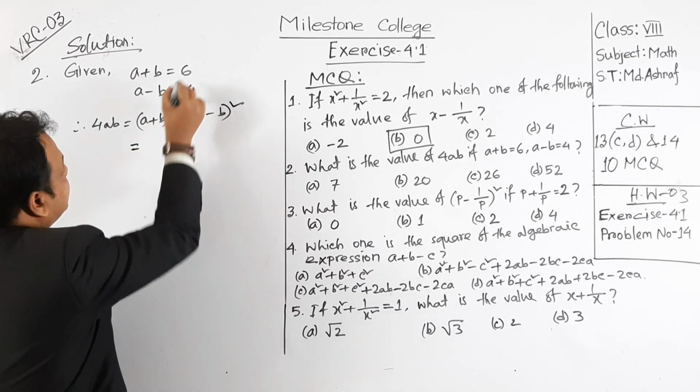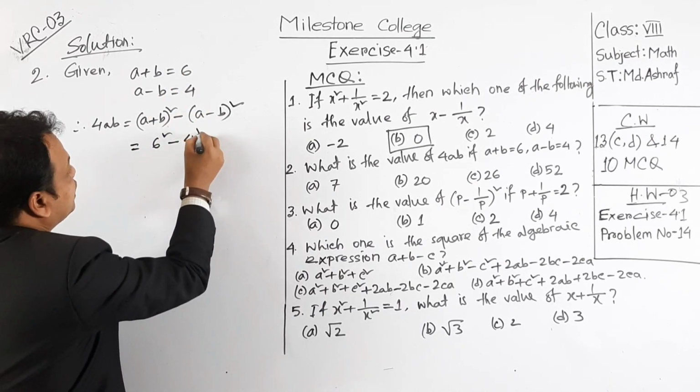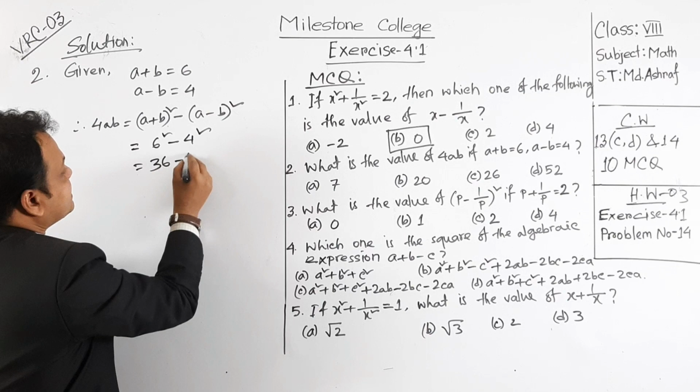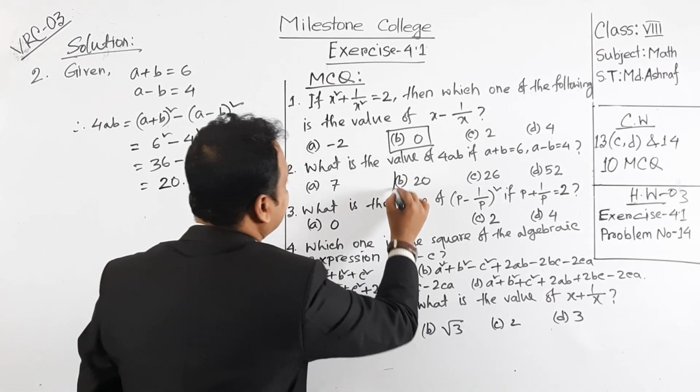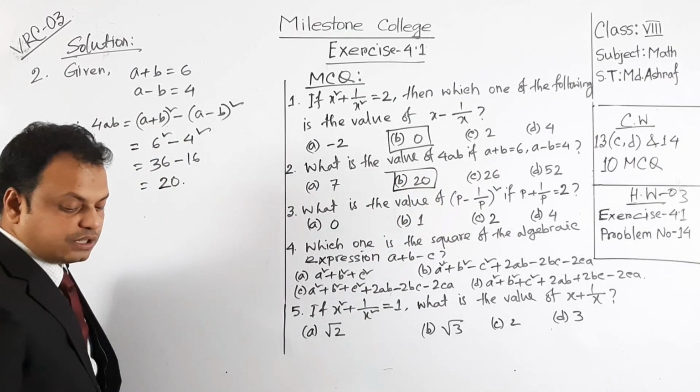Then what will it be? a plus b, 6, whole square minus 4 square. So it will be 36 minus 16. What will you get? 20. So 20 is the answer. Which option will we get? Option B. Now read question 3.